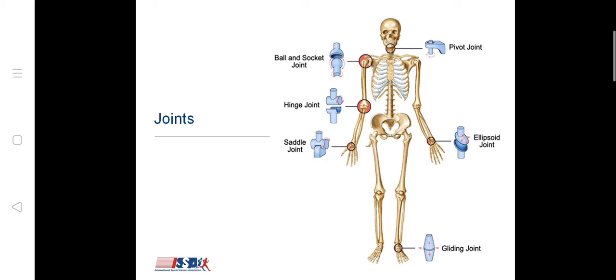The sellar or saddle joint is found in only one place, the thumb. And trochoidal, or pivot joints, are found in the neck and allow us to turn our heads from side to side.